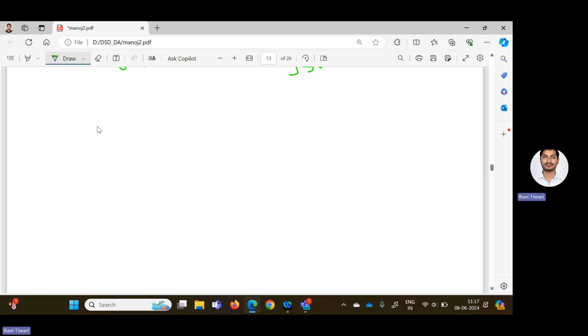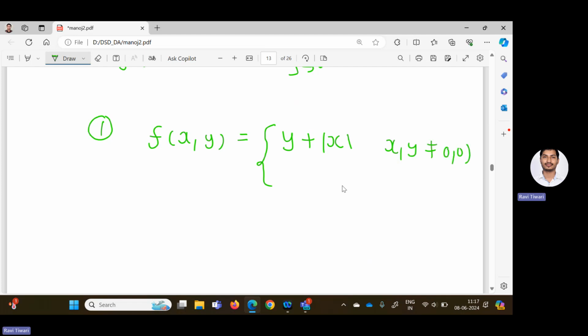Let me take the first example, f(x,y) equal to y plus mod x if (x,y) is not equal to (0,0), and 0 if (x,y) is (0,0).